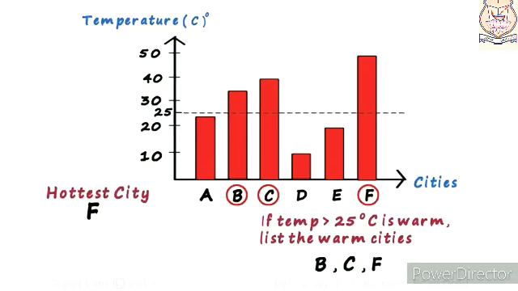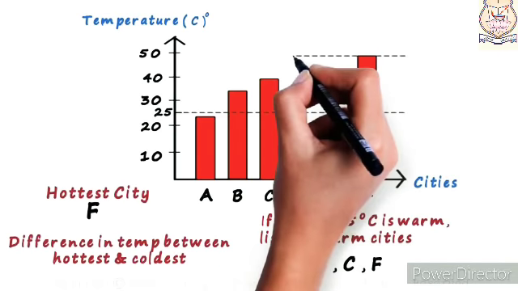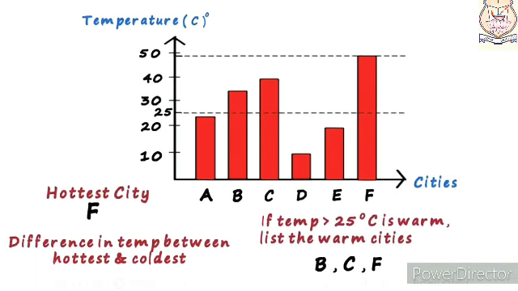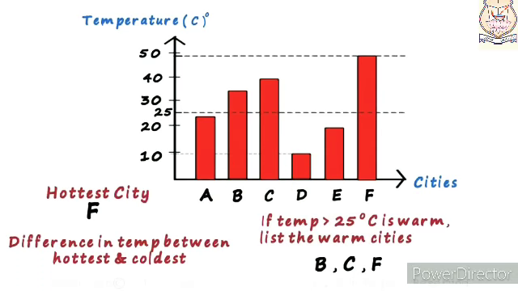Here's the last one. What is the difference in temperatures between the hottest and the coldest cities? The temperature of the hottest city is approximately 48 degrees Celsius. And the temperature of the coldest city is around 9 degrees Celsius. So the answer is 48 minus 9, which will equal 39 degrees Celsius.